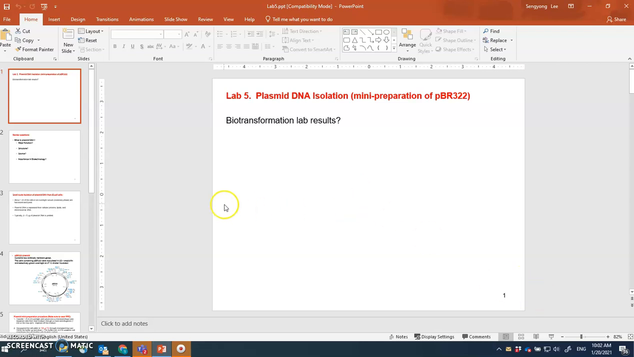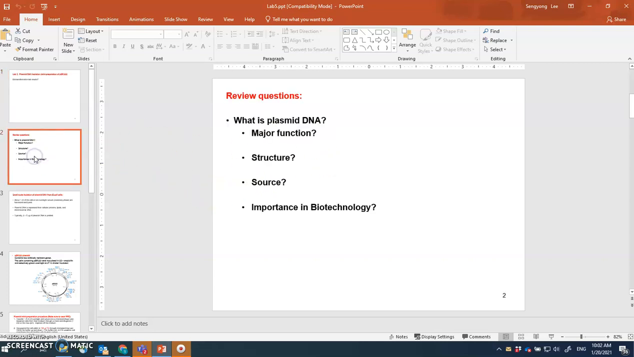Okay. I guess if this lab is done after the biotransformation lab, you need to check the results by looking at the plates and counting the colonies, the transformed colonies, and calculating the transformation efficiency. So that's what it means.